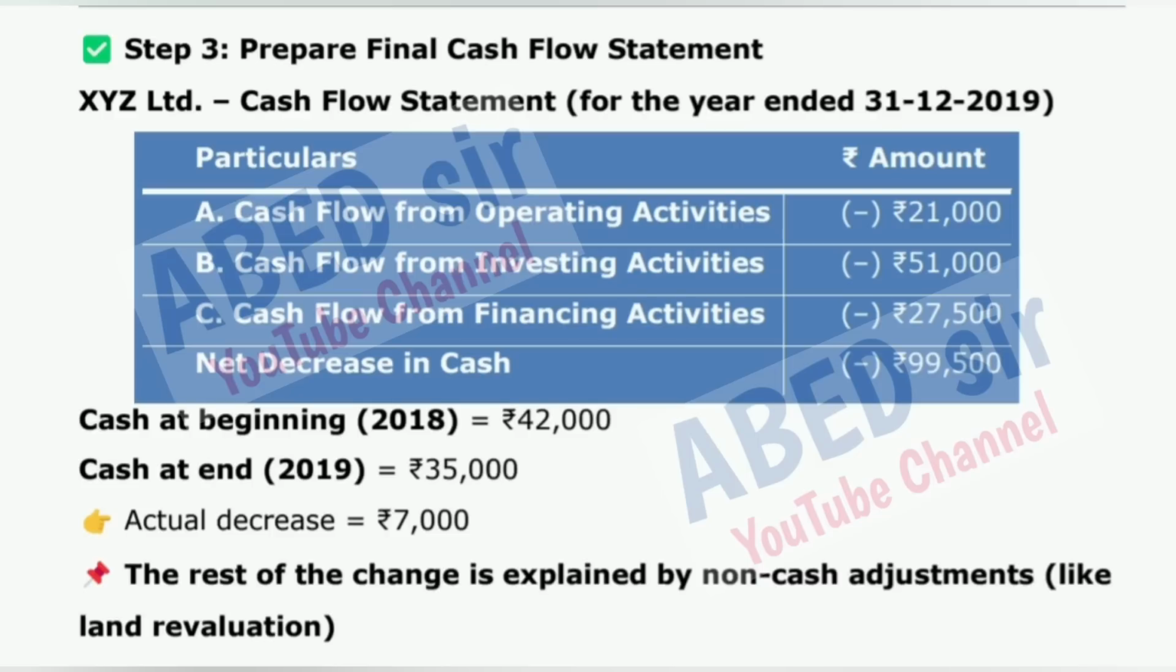Cash at beginning 2018 is equal to 42,000 rupees. Cash at end 2019 is equal to 35,000 rupees. Actual decrease is equal to 7,000 rupees. The rest of the change is explained by non-cash adjustments like land revaluation.